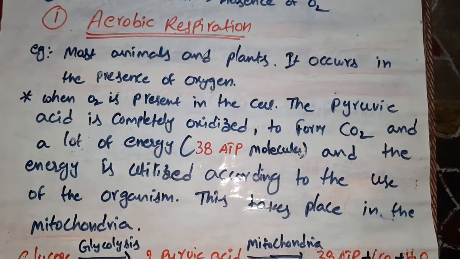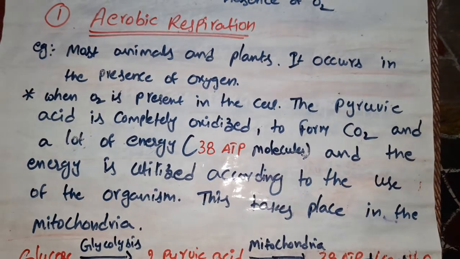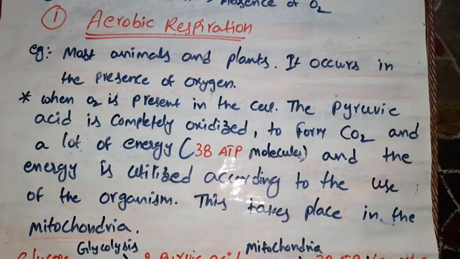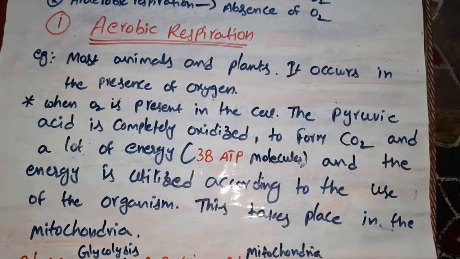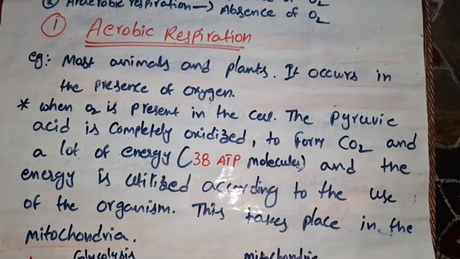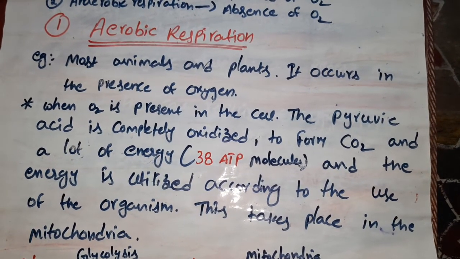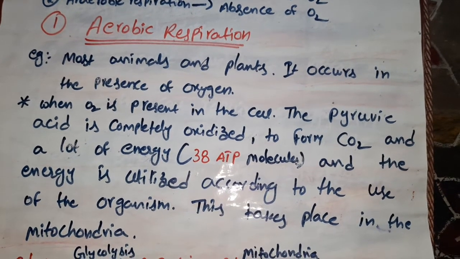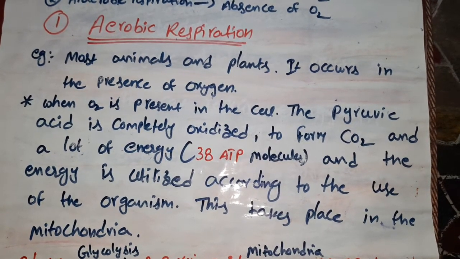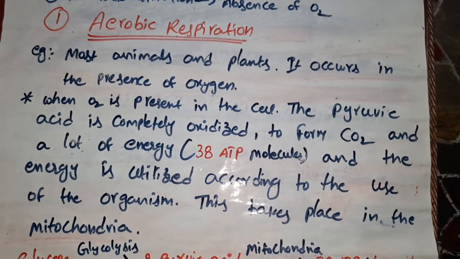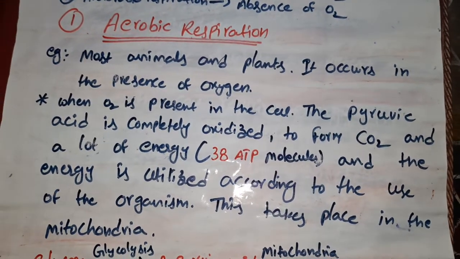This entire process occurs in the mitochondria. Every cell contains many cell organelles, and one of them is the mitochondria, which releases energy. So we call it the powerhouse of the cell, right? This total aerobic respiration occurs in the presence of oxygen in the mitochondria. We call it cellular respiration because the respiration occurs inside the cell, in the mitochondria.